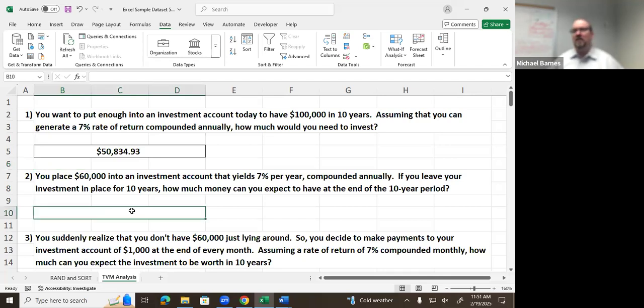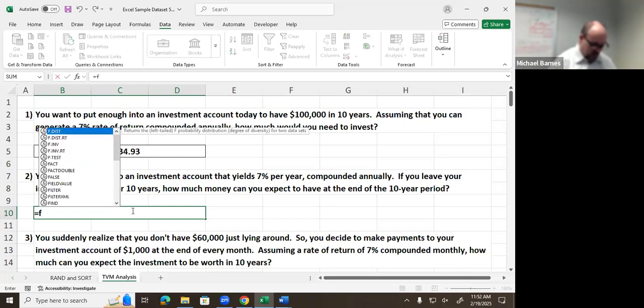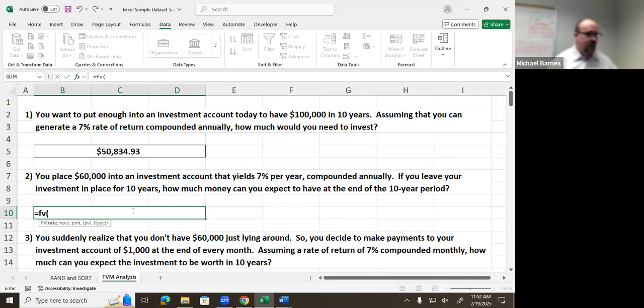Well, this is just the opposite. This is asking if we put something in now, what are we going to get in the future, which is going to be a future value question. So we're going to do equals future value. Same set of inputs, 7%. Number of periods is going to be 10. Again, there are no payments here. But then we need a present value, and the present value is 60,000, which I'm going to put in as a negative value so I can get a positive output, which in this situation is technically correct.